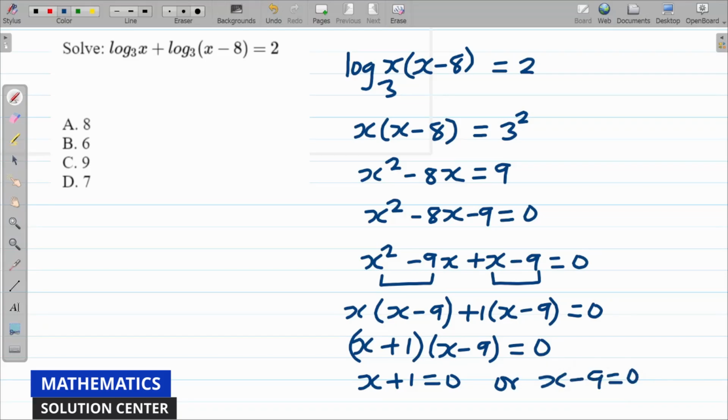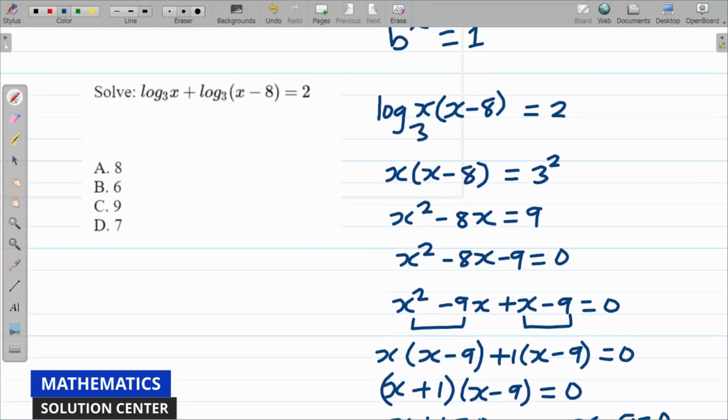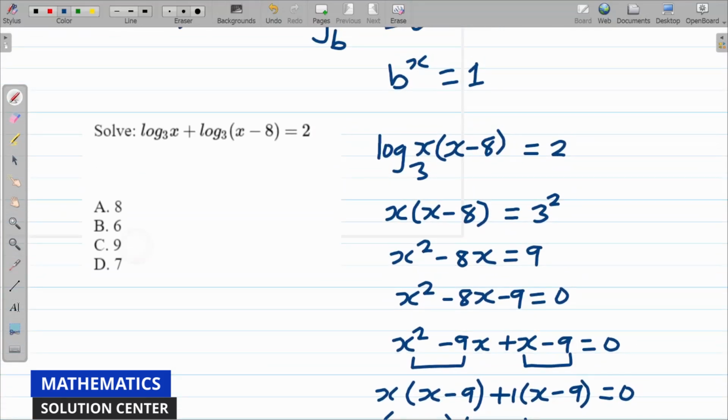Why this? Product of two things equal to 0, so it is either one of them is equal to 0. So if x plus 1 is equal to 0, it means that x is equal to minus 1. If x minus 9 is equal to 0, that means x is equal to 9. So we go for the positive answer. So our answer is 9.